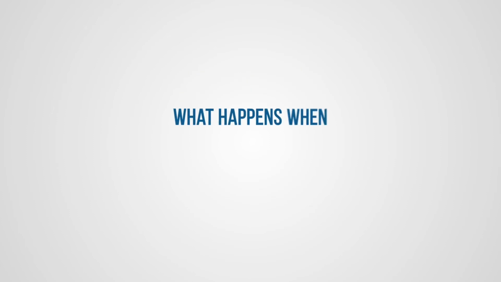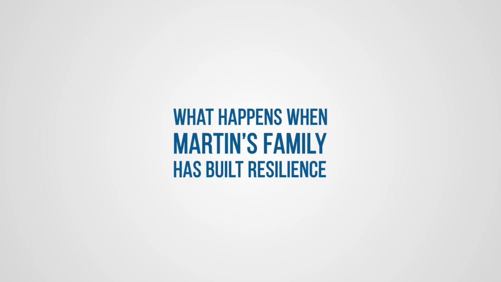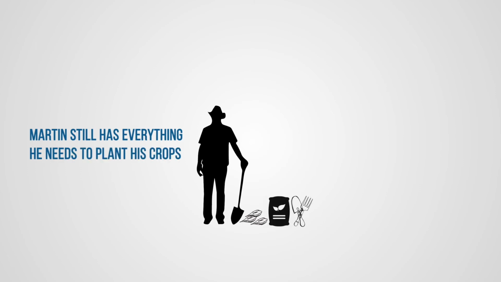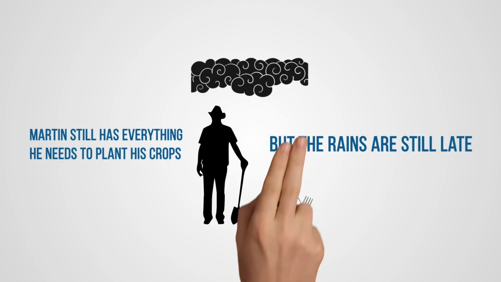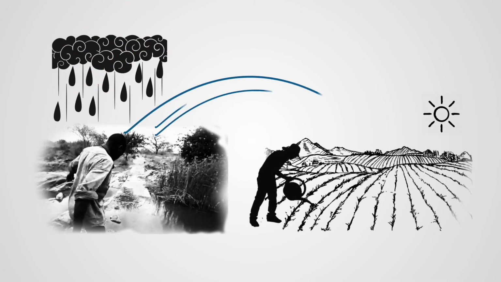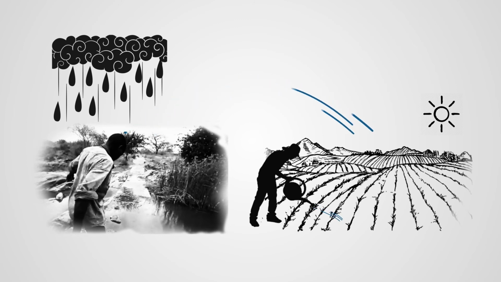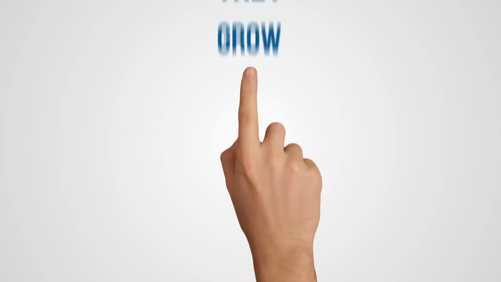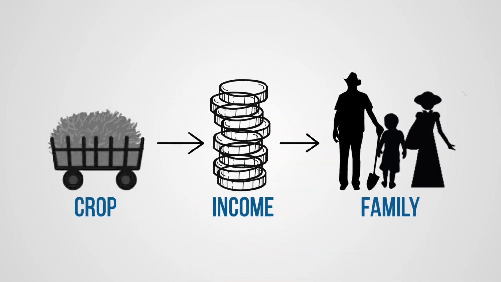Now, let's look at what happens when Martin's family has built resilience. Martin still has everything he needs to plant his crops, but the rains are still late. However, his community worked with Lutheran World Relief to build something called a sand dam, which is a large ditch that captures water from the rainy season and holds it so that farmers can use it at other times. So when the rains are late, Martin is able to use the water from the sand dam to water his crops, and they grow. This allows him to sell them for the income his family needs.